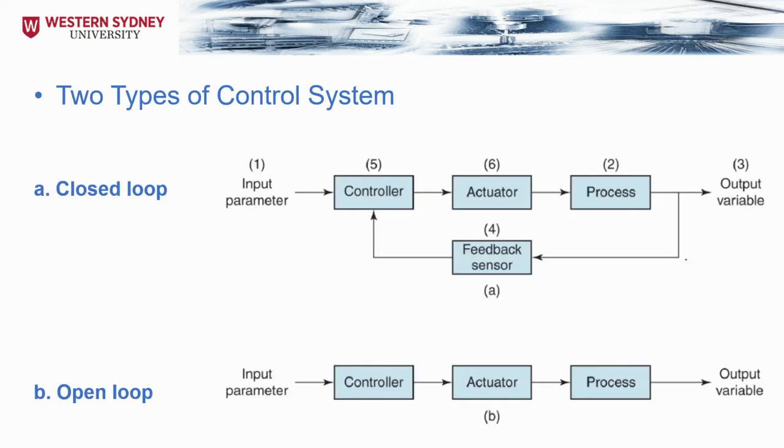We have two types of control system in any machine. It's either a closed loop or an open loop. When we say an open loop, that means we don't get feedback from the operation. The process goes in one direction. We have the input parameters to the controller, the controller moves the actuator, and thus we have the process and the output variables. In the closed loop, we have feedback, and thus we have feedback sensors as additional components for this type of control system.